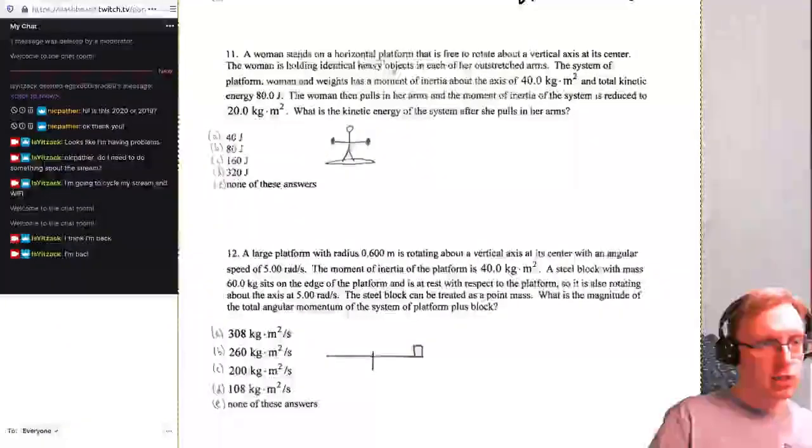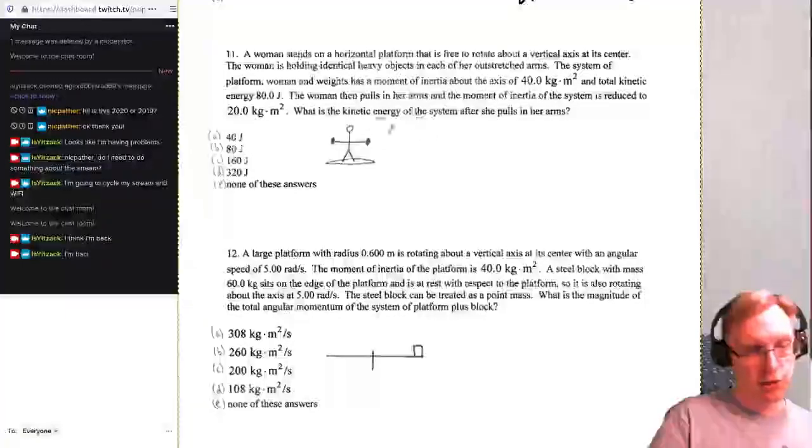A woman stands on a horizontal platform that is free to rotate about its vertical axis at its center. The woman is holding identical heavy objects in each of her outstretched arms. The system of platform, woman, and weights has a moment of inertia about the axis of 40 kilogram meters squared and a total kinetic energy of 80 joules. The woman then pulls her arms in, and the moment of inertia is reduced to 20 kilogram meters squared. What is the kinetic energy of the system after she pulls her arms in?